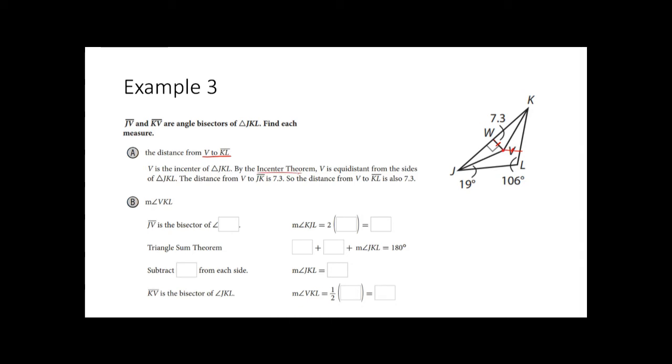And by the incenter theorem, we know that V is equidistant to the sides of the triangle itself. So if we go from the distance from V to JK, which is 7.3, the distance from V to KL is also going to be 7.3. So again, if you were to ask, what about JL? Well, fun fact, JL also has to be congruent or the same distance because of the incenter theorem. There we go.